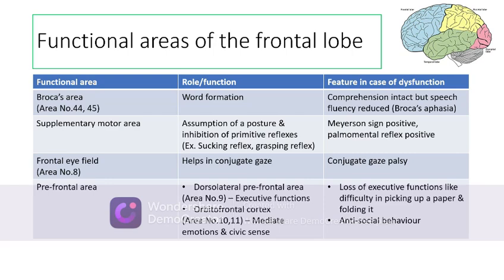And lastly, is the prefrontal area, which is divided into the dorsolateral prefrontal cortex and the orbitofrontal cortex. The dorsolateral prefrontal cortex is involved in executive functions, whereas the orbitofrontal cortex will mediate the emotions and civic sense. Therefore, in lesions of the prefrontal cortex, the patient presents with loss of executive functions like difficulty in picking up paper, folding it, making an appointment on time, etc., and also antisocial behavior due to involvement of the orbitofrontal cortex.